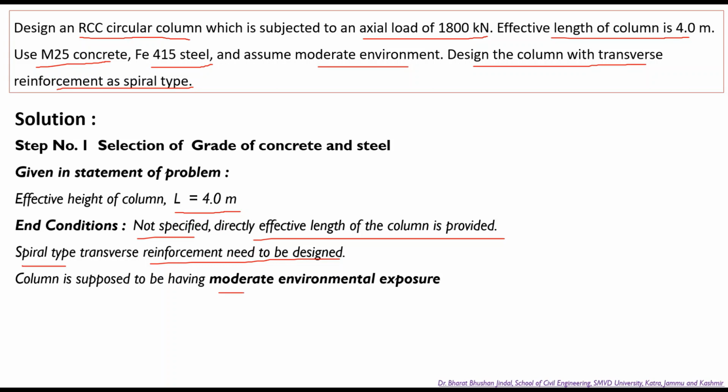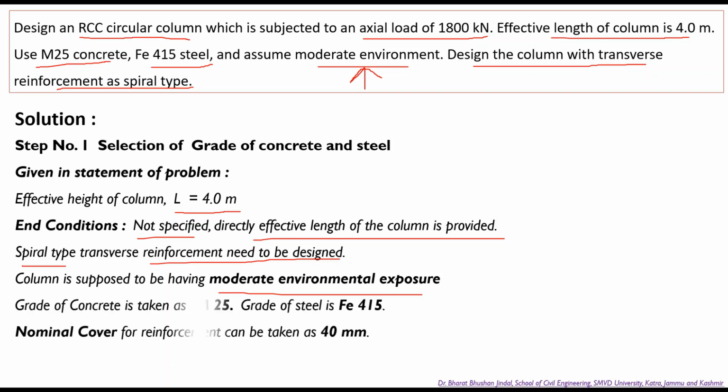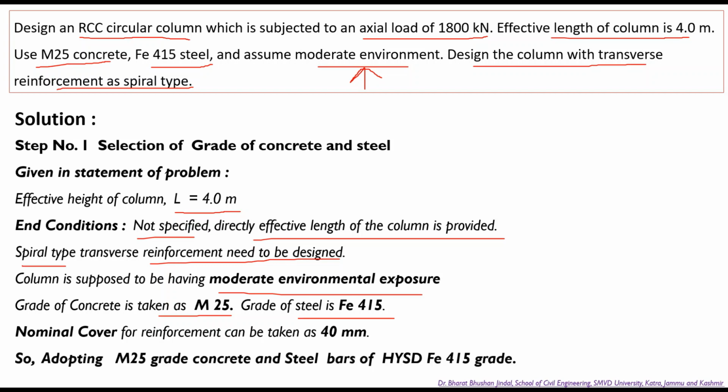Column is supposed to be having moderate environmental exposure. So the type of exposure, or weather of the surrounding where we are going to construct the column, is clearly mentioned in the statement. Based on the information available and the requirement, we have selected that grade of concrete will be M25 and grade of steel will be taken as Fe415. And as per IS 456 recommendations, as in the earlier numerical problems, we are again taking nominal cover for the reinforcement as 40 millimeters.